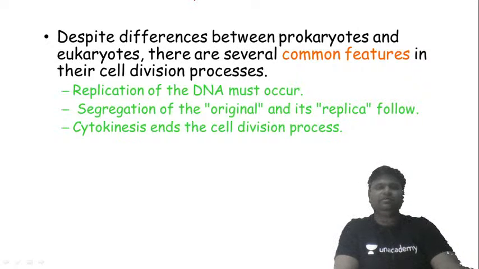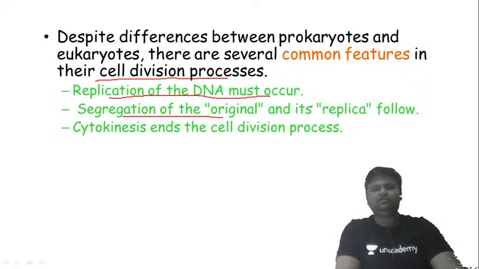Despite there are several differences between the prokaryotes and the eukaryote, there are several common features in their cell division processes. So replication of DNA must occur, and segregation of original and its replica will follow. And cytokinesis ends the cell division process.